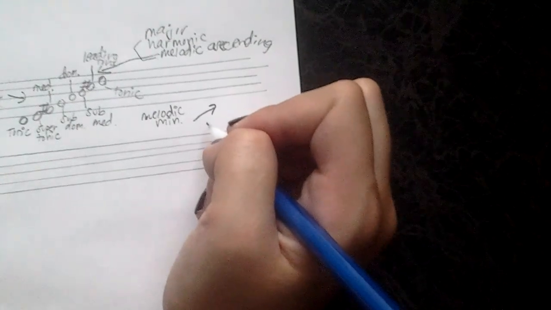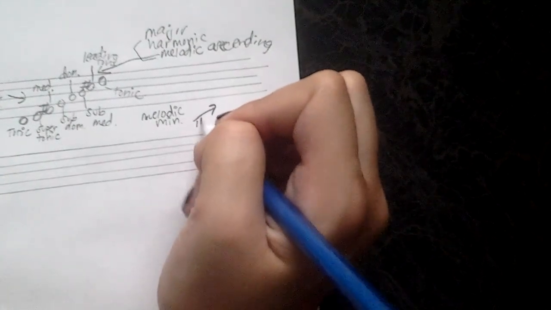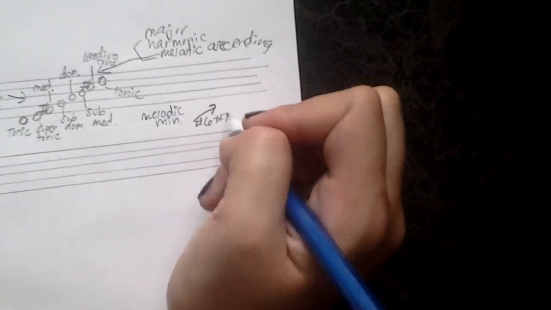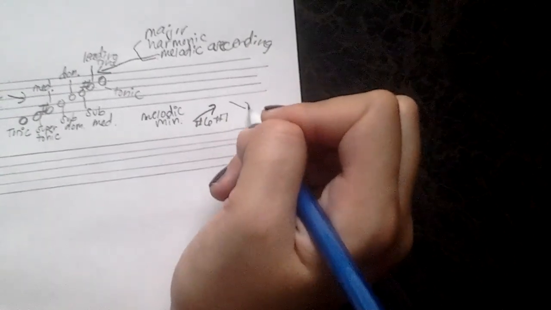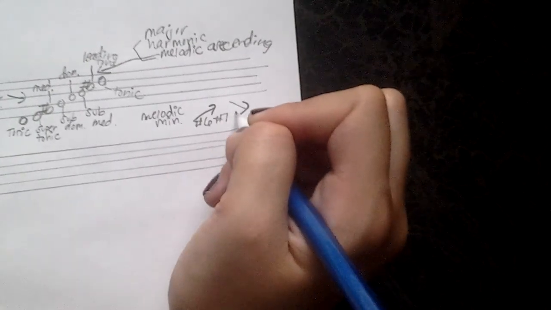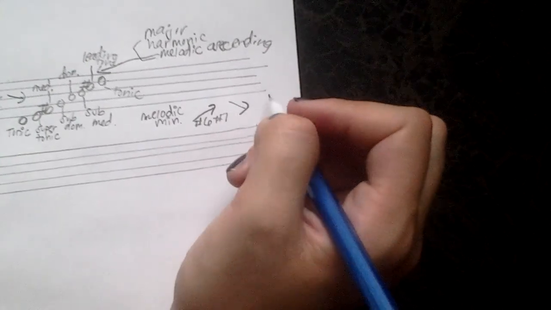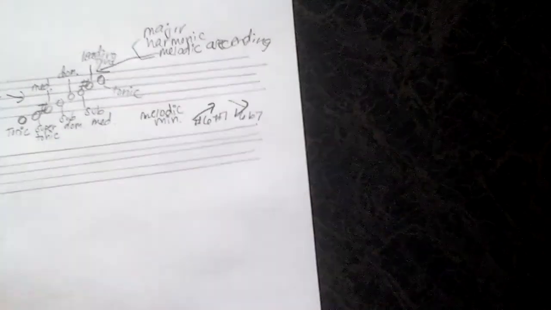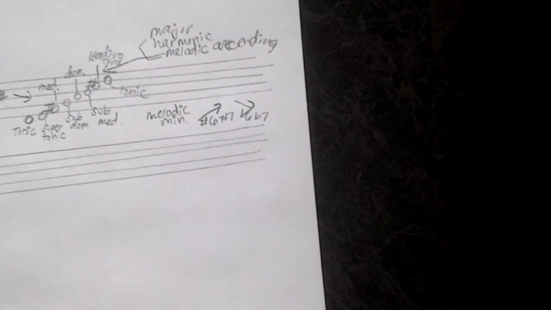it's going to be the natural minor, but you raise the 6th and the 7th scale degree. And then going back down, you lower them, or you natural them back to their original. So you're not doing anything to the 3rd, it's just the 6th and the 7th.